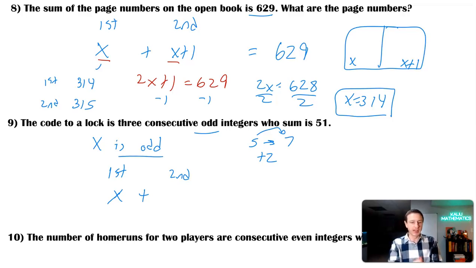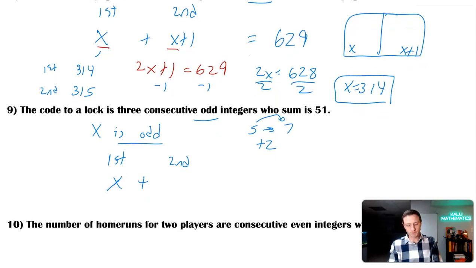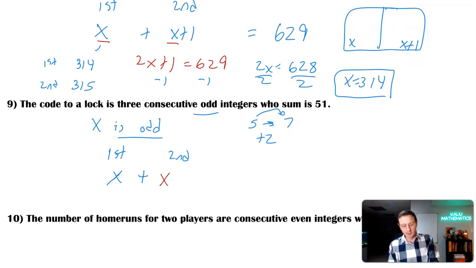I'm saying x is an odd number, so it could be 1, 3, 5. And as I skip 2, 3 plus 2 is 5, 5 plus 2 is 7, 7 plus 2 is 9. I'm skipping over those even numbers and staying consistent on the odd. So that starting point that we designate as x being odd, that's the key. So our second number is going to be x plus 2.